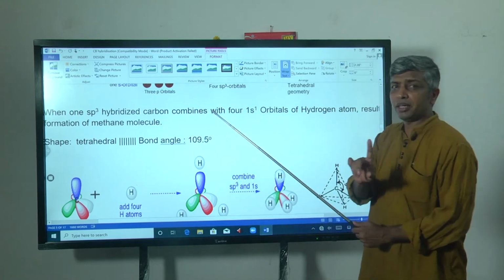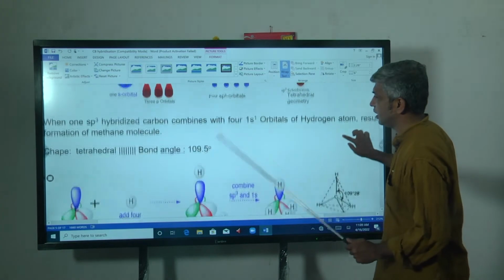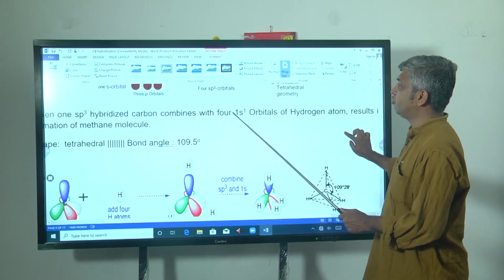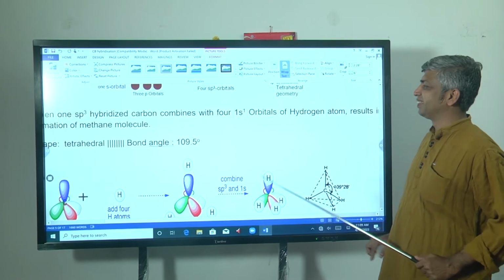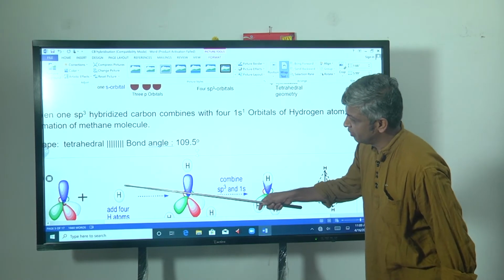You have only one carbon in methane. So one sp3 hybridized carbon, the color of which I changed somewhat and represented here, combines with the four 1s1 orbitals of hydrogen. Hydrogen's electronic configuration is 1s1, so hydrogen's structure is given over here.